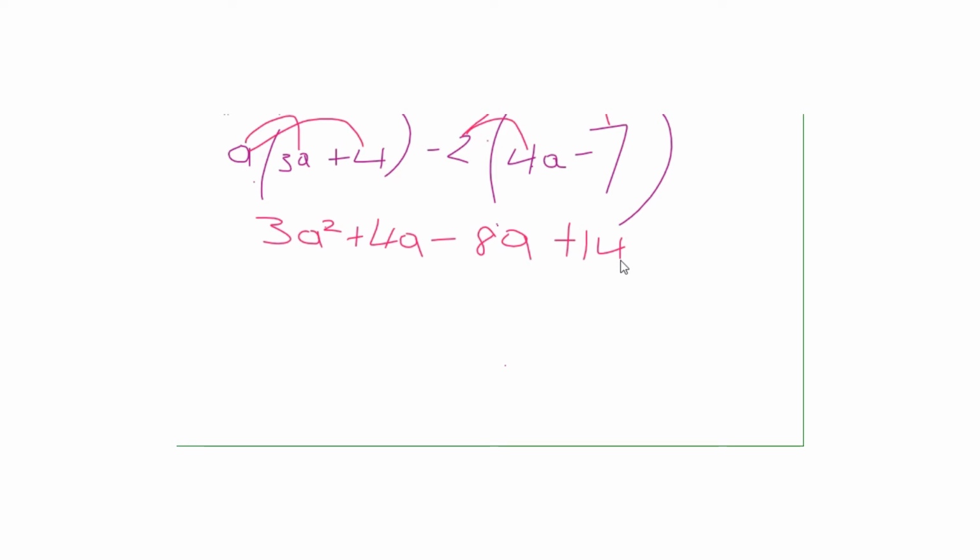Okay, now the next step is to look and see if we have any terms that are similar, so we can simplify. So we have 4a and 8a. So we have 3a squared, positive 4a, and negative 8a gives us negative 4a, plus, there's nothing else that can simplify the 3a squared nor the 14, so that's it. So the answer is 3a squared minus 4a plus 14.